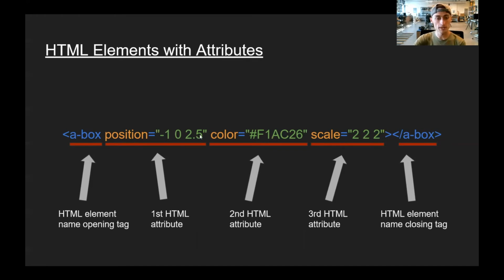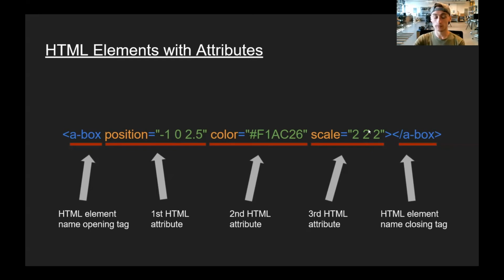So we still have the same position attribute that we defined. And again, when we define these attributes, they are overriding the default values. So the default value for position is 0, 0, 0. So when I do position equals -1, 0, 2.5, it overwrites it with that value. And you'll notice that here we have the color, which is in a hex value, which is basically a hashtag followed by any number 0 through 9, and then any letter A through F.